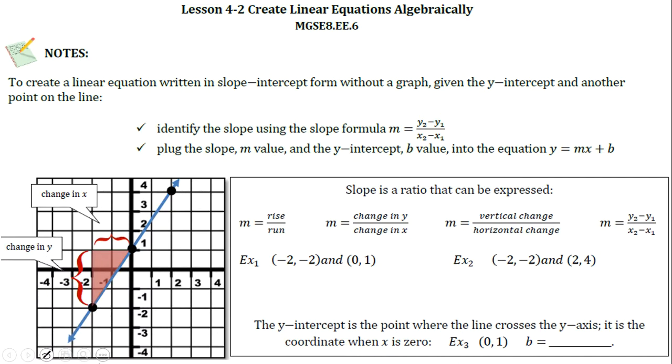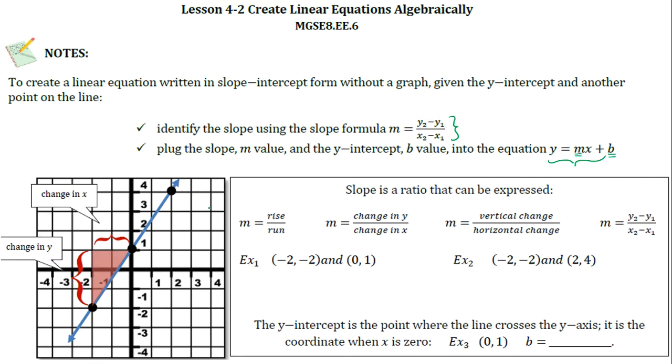To find or write a linear equation when we are given the slope and another point, the first thing we're going to do is find the slope between the point and the y-intercept point using the slope formula. So in your notes, please write down the slope formula. The slope formula is y2 minus y1 over x2 minus x1. Once you find the slope and then you identify the y-intercept, the value b, you can put it all together in slope-intercept form. So pretty much we're just filling in the value for m and the value for b.